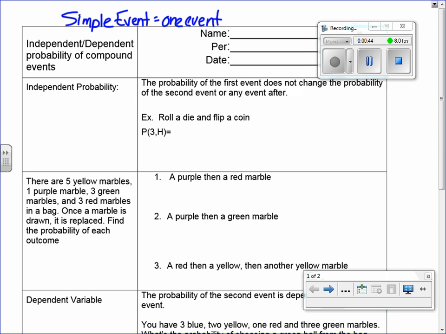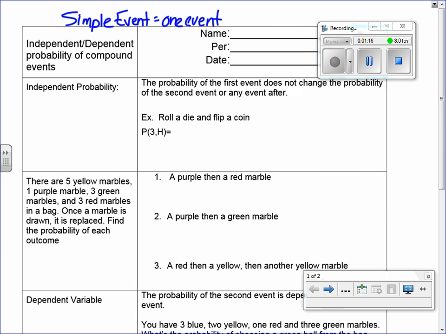All right, tossing a coin. The probability of getting heads is 1 out of 2. Picking a card from a deck of cards. The probability of that being a 3 of hearts is 1 out of 52. So that's what we call a simple event. It's just one thing. Compound means more than one. Think about compound words that you've learned about in English class. Compound events in probability means more than one.